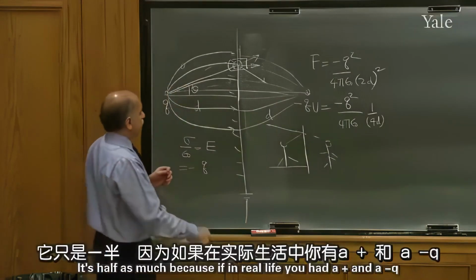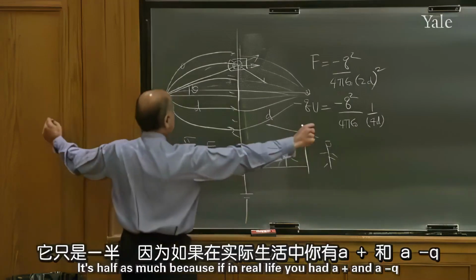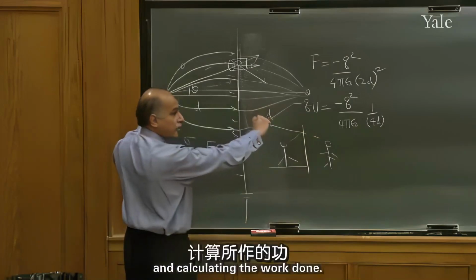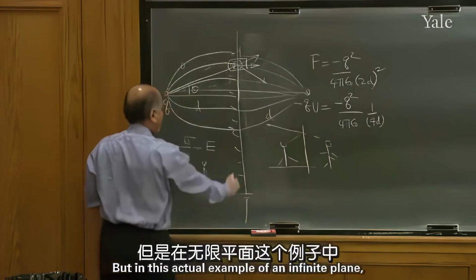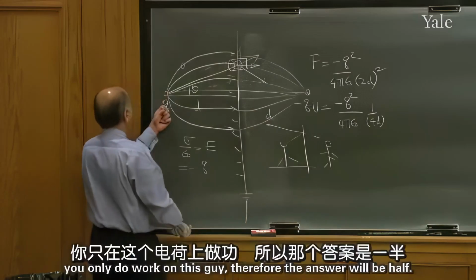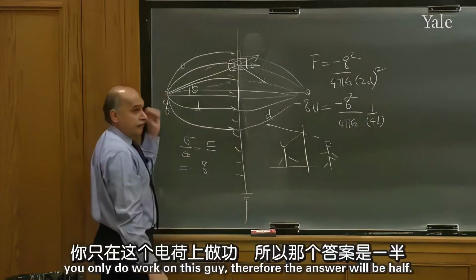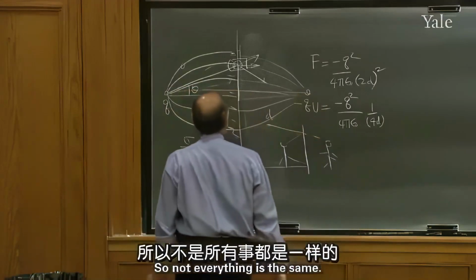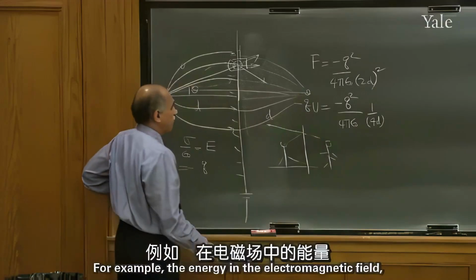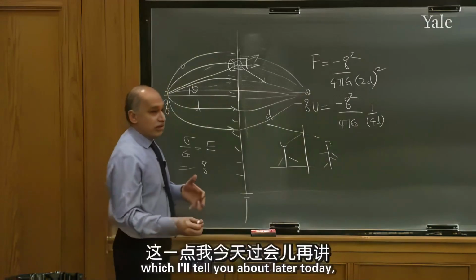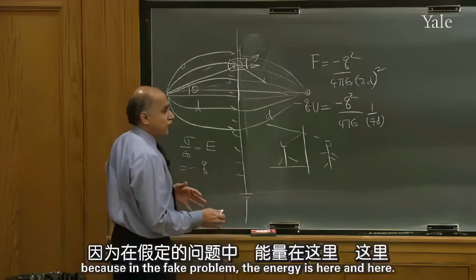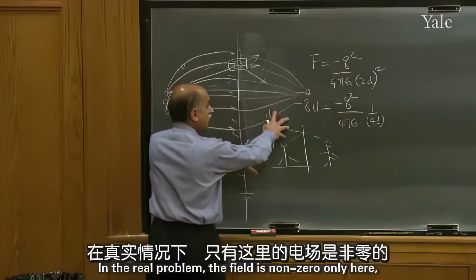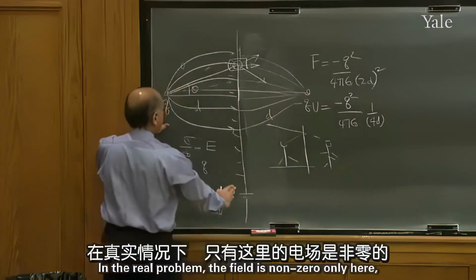It's half as much because if in real life you had a plus and a minus q and you brought them together, you would be exerting forces on both of them and calculating the work done. But in this actual example of an infinite plane, you only do work on this guy. Therefore, the answer will be half. So not everything is the same. For example, the energy in the electromagnetic field, which I will tell you about later today, will be half as much as before, because in the fake problem, the energy is here and here. In the real problem, the field is non-zero only here, but 0 here.